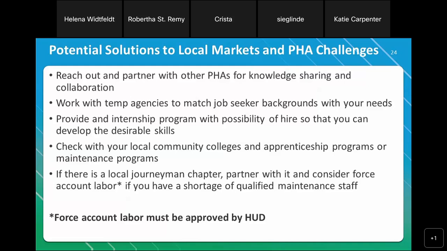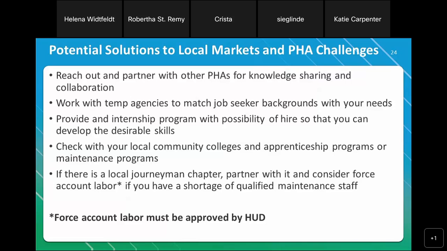We also understand there are temporary agencies. I know they can be expensive. The markup, the overhead that they may charge for a staff person may be high, but it's an avenue to what we call test drive a job seeker and be able to match their backgrounds to our need. Sometimes you can negotiate special rates if that's your preferred method. So explore that through your procurement process and see if that's something you can take advantage of or have access to because they exist in your area.